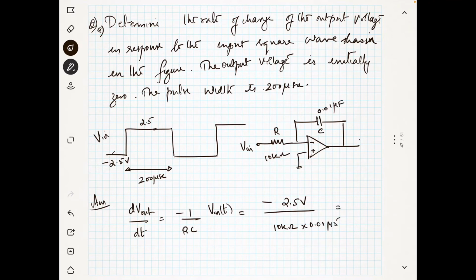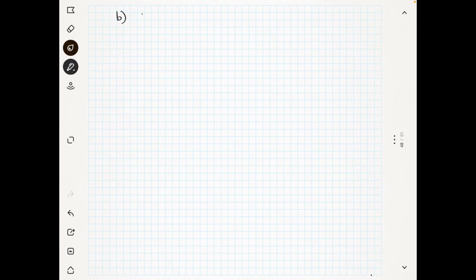So you will get this as minus 25 kilovolt per second, or this is nothing but minus 25 millivolt per microsecond. Okay, this is the answer for the first part. Actually this is part A of the question. Now you have to draw the output also. This part B is to draw the output. So what is the output?